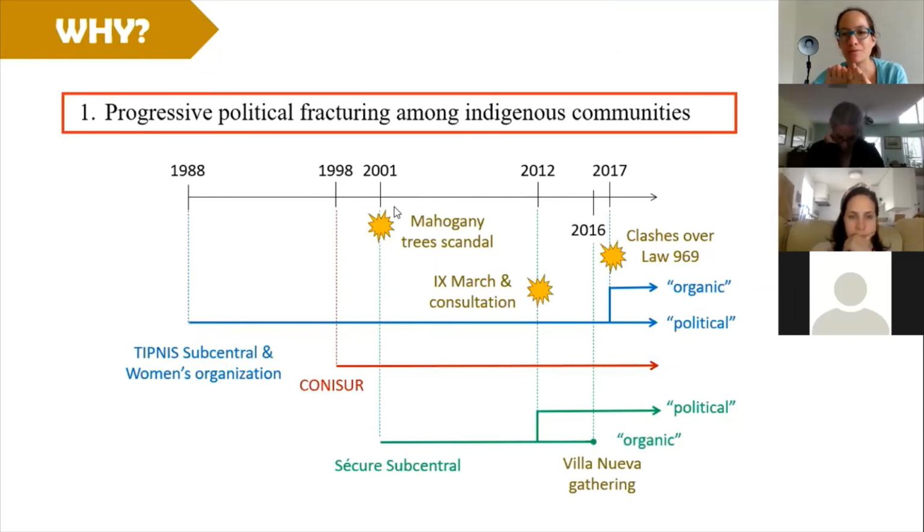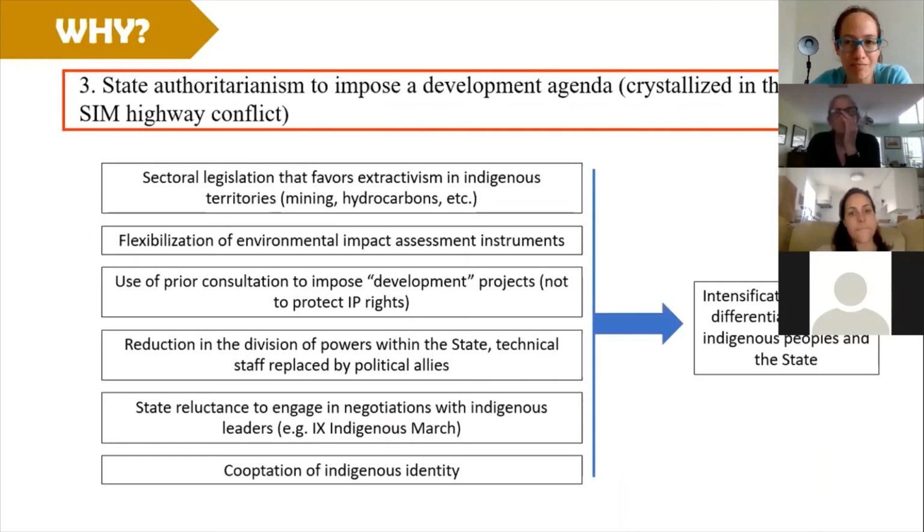And the second big reason that is pretty clear, but I think it's important to highlight, is the state authoritarianism behind all these processes that has imposed a development agenda on indigenous communities and peoples and decreased their autonomy and self-determination levels. Very paradoxically, right? Because this mostly happened during the time that we had a self-defined indigenous government. But sectoral legislation has been passed to promote extractivism in indigenous territories. Instruments like the impact assessment of environmental impact.